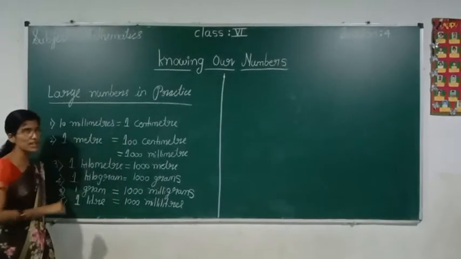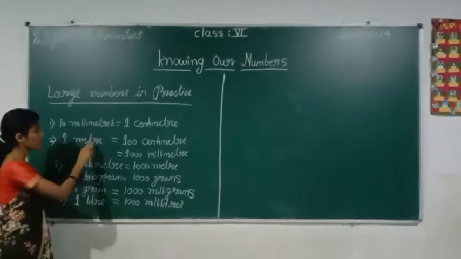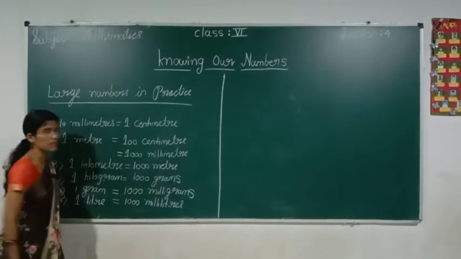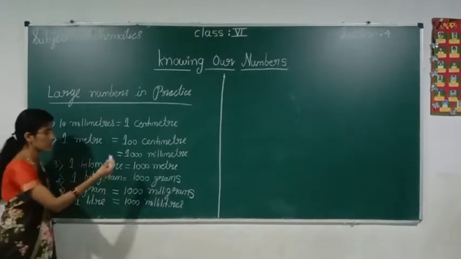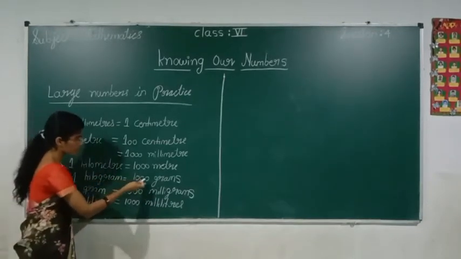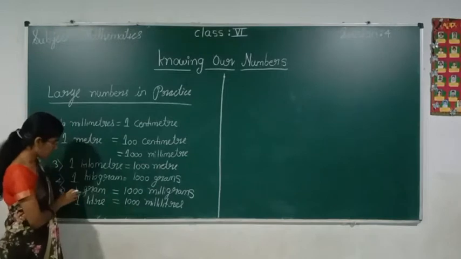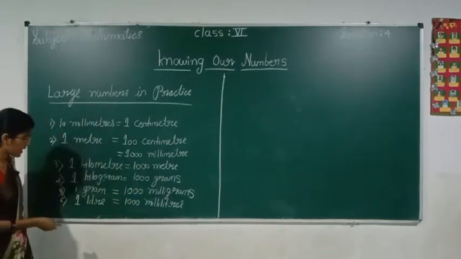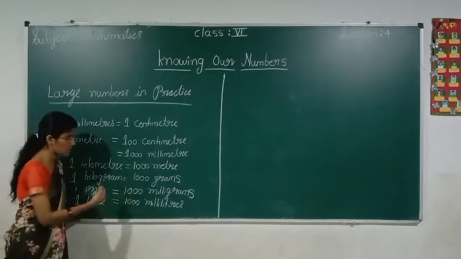That is, 10 millimeters is equal to 1 centimeter. 1 meter is 100 centimeters, or you can say 1000 millimeters. 1 kilometer is 1000 meters. 1 kilogram is nothing but 1000 grams. 1 gram is nothing but 1000 milligrams. And 1 liter is nothing but 1000 milliliters.